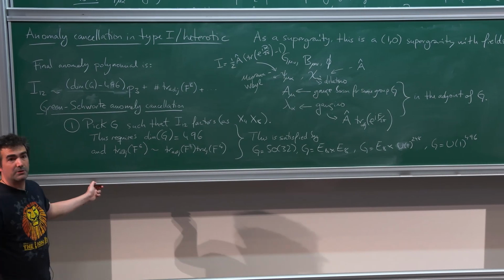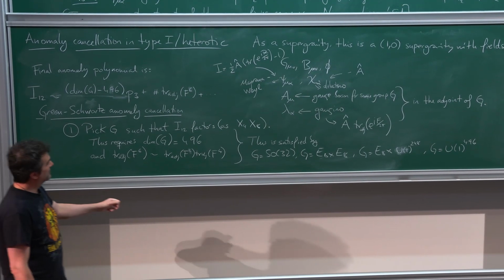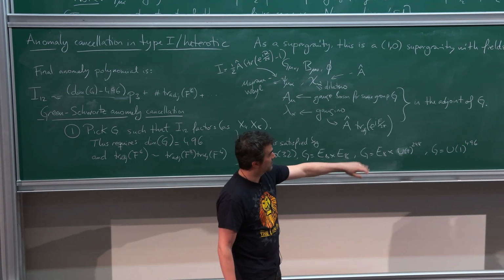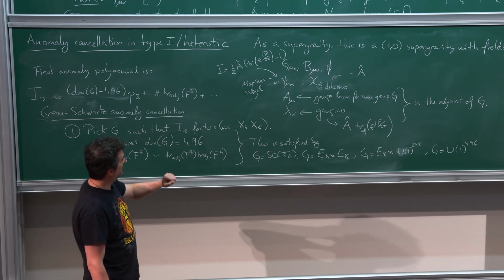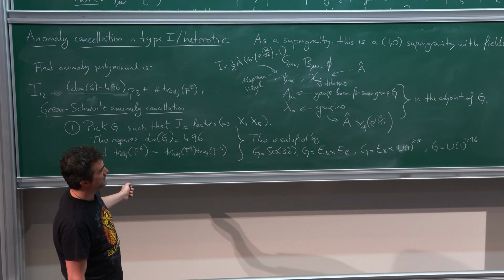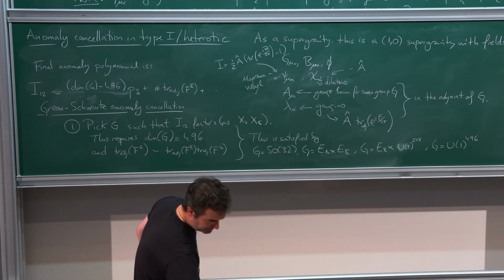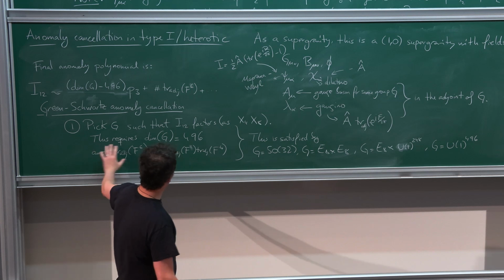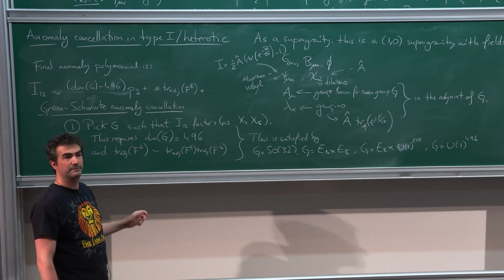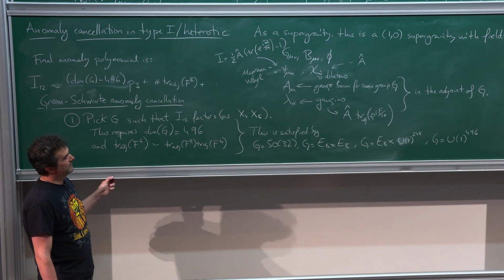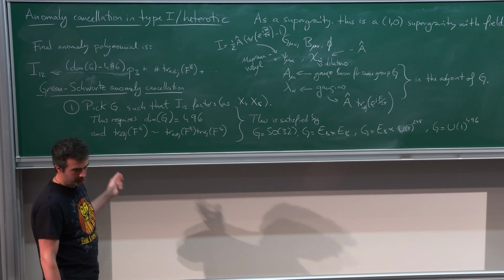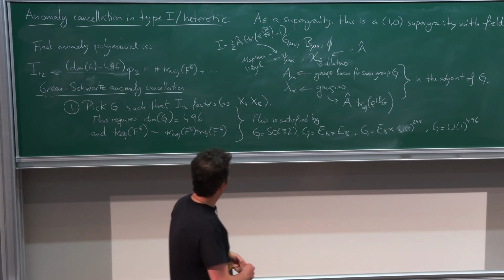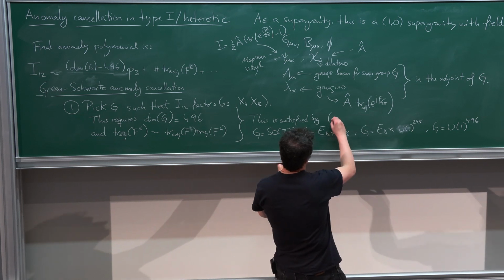Okay, so here's a little group theory exercise for you. Verify that the dimension of these groups is always 496, assuming I didn't make any typos, and that this factorization property happens. So this is an exercise.